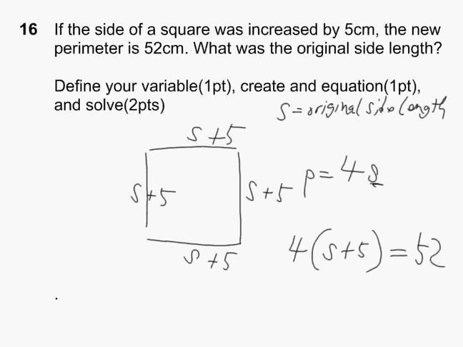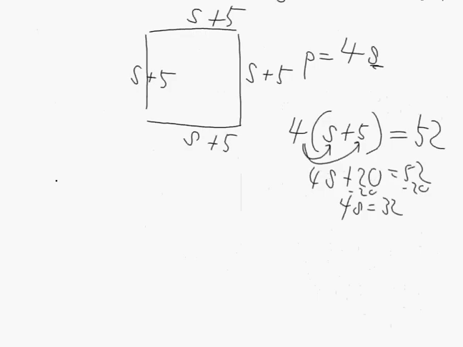And S plus 5 is my new side length, and I know that if you have 4 of them, the new perimeter was 52. So now I'm going to use distributive property to isolate the variable. 4S plus 20 equals 52. Subtract 20 from both sides. 4S equals 32. Expand this page a bit. Divide both sides by 4, and S equals 8.